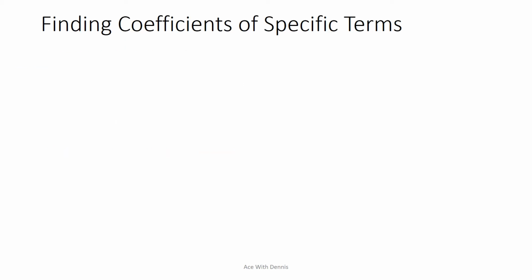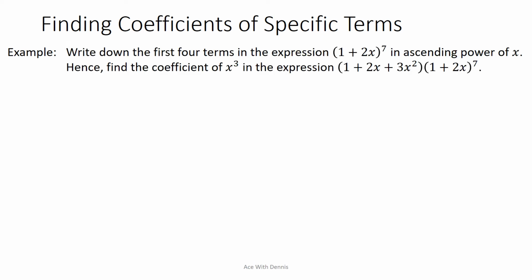Now, let's try to apply the formulas that we have learned just now. This example will allow us to find the coefficients of specific terms. Write down the first 4 terms in the expression (1 + 2x)^7 in ascending power of x. Hence, find the coefficient of x cubed in the expansion of (1 + 2x + 3x²)(1 + 2x)^7.